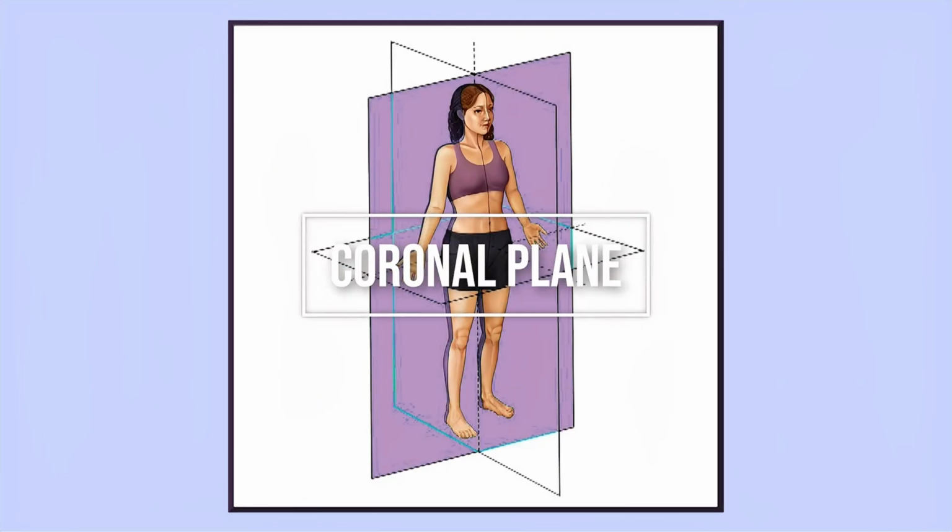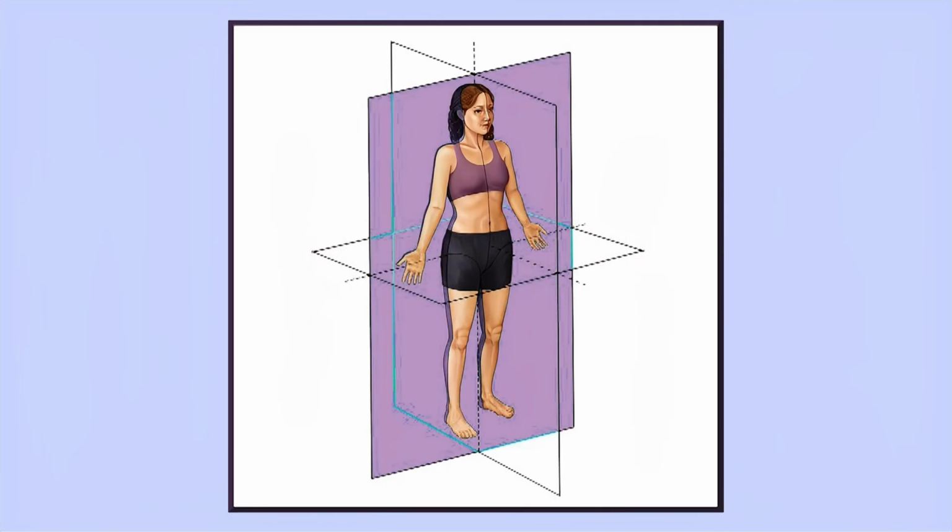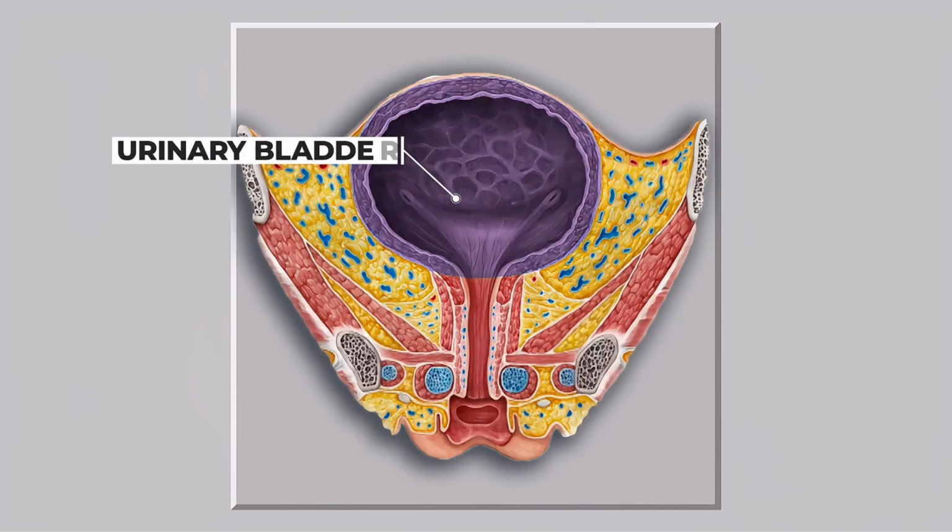Coronal plane. The coronal plane is also a vertical plane that divides the body into anterior and posterior parts. The coronal plane is also called the frontal plane. After dividing the body with a coronal plane, we can see the body parts from the front or back angle.